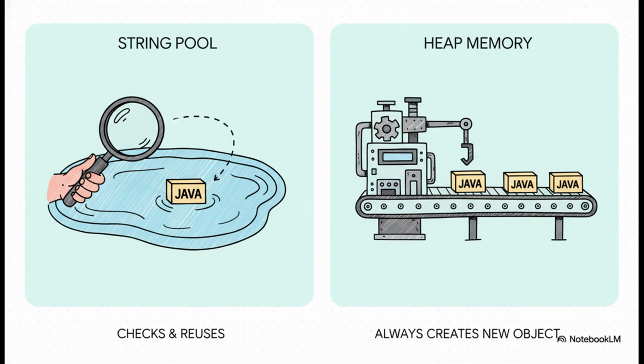Now this is where it gets pretty cool behind the scenes. When you use a string literal, Java's actually really smart. It has this special memory spot called the string constant pool. If it sees a string that already exists there, it just reuses it. But when you use new, you're telling Java, "Hey, I don't care what you have, make me a brand new one from scratch." That's why literals are usually way more efficient with memory.